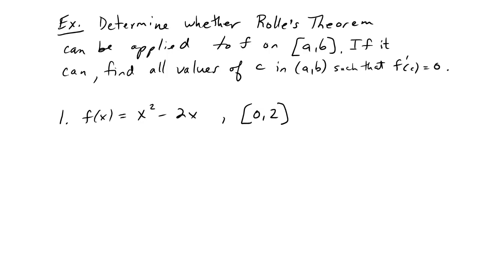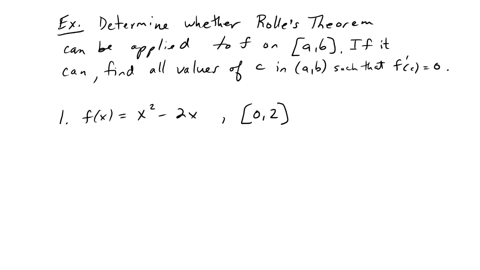So let's take a look at some examples here. We're going to determine whether Rolle's theorem can be applied to the function on the interval. If it can, we're going to find the values of c in the interval where the derivative is 0. Okay, so we're always going to be doing a check to see that we can apply the theorem, and then if we can, we're going to go forward.